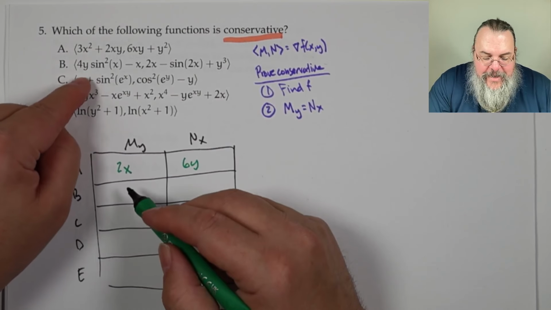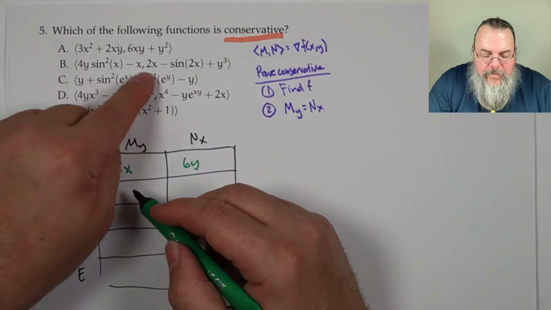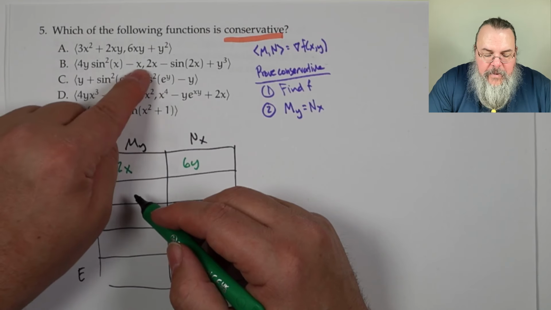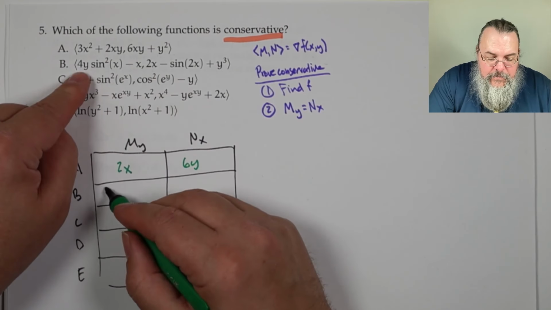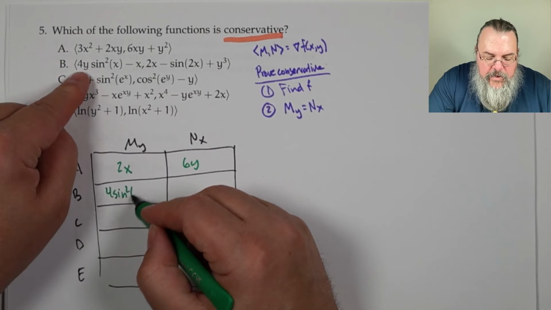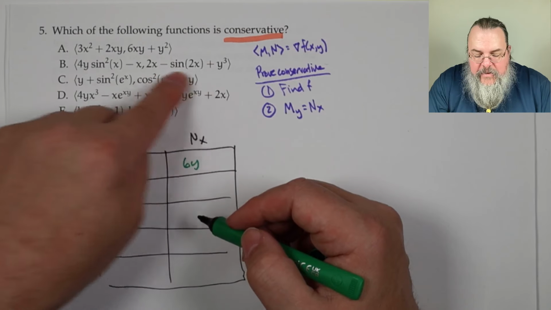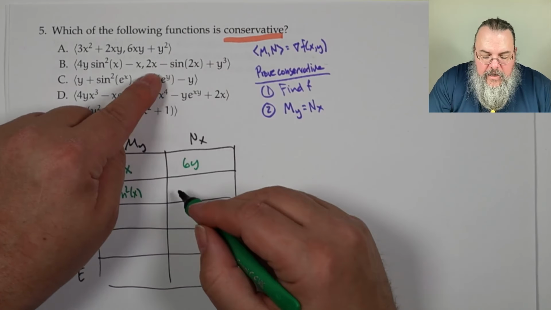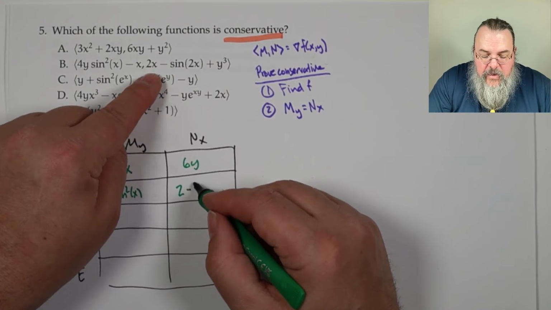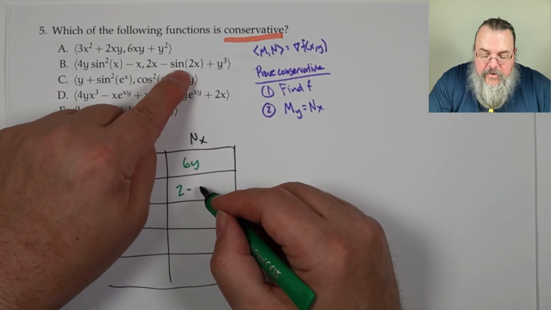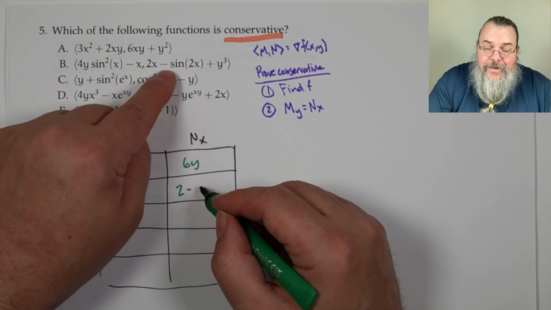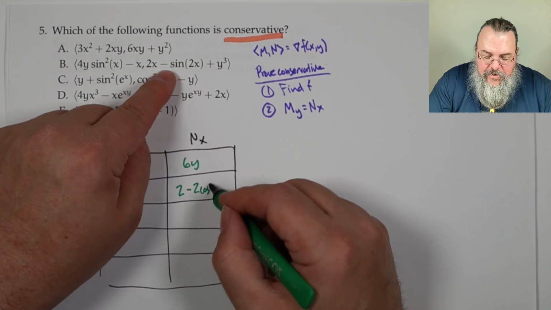All right, now for B, take the derivative of the first slot with respect to y. The minus x goes away. You get 4 sine squared of x. Take the derivative of the second slot with respect to x. The y cubed goes away, and you're going to get 2 minus, here, chain rule. The derivative of sine is cosine, and then you're going to have to put a 2 out in front. So 2 cosine 2x.